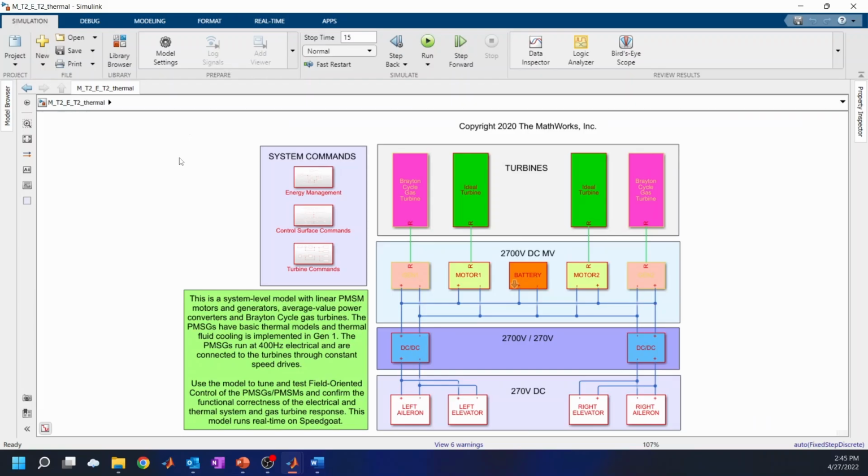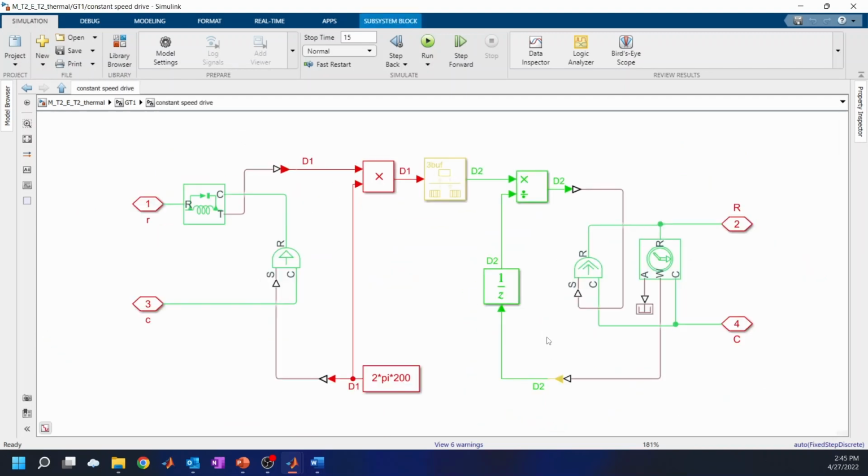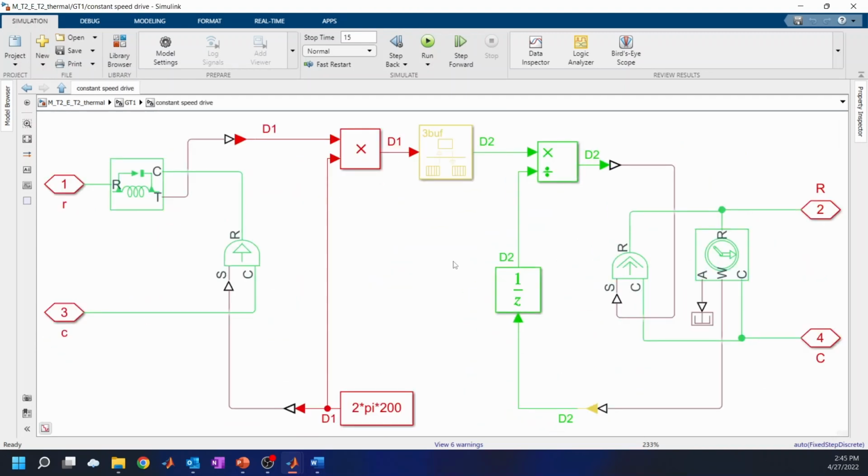So in our model, let's take a look first at the Brayton cycle gas turbines. Their model is using gas and thermal domains, as you can see here. We connect the generator to the main shaft of the turbine using a constant speed drive here. The constant speed drive is a basic implementation. We have fixed the generator connection on the left at a constant speed source of 200 Hz mechanical, which relates to 400 Hz electrical, as the generators use two pole pairs.